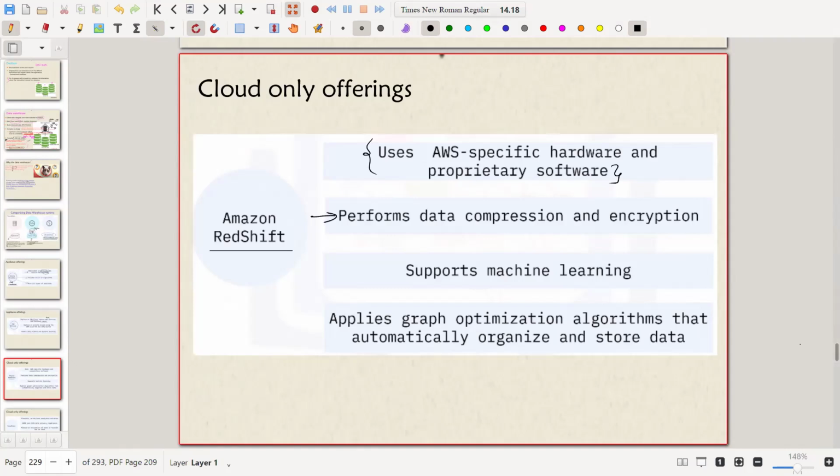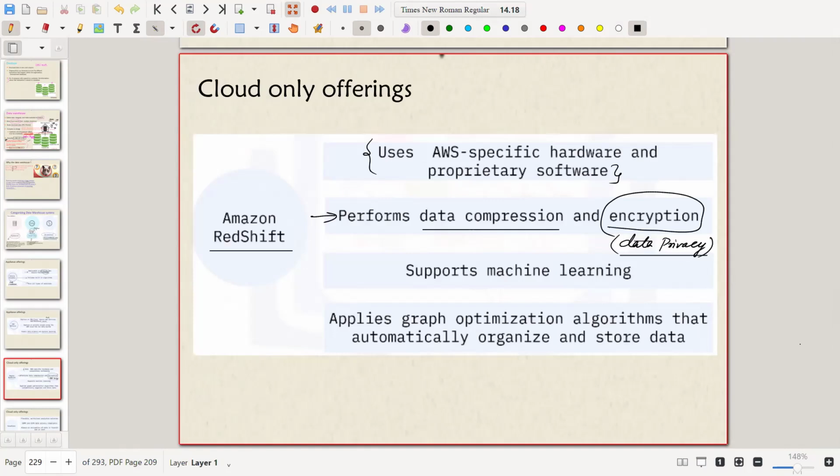One good thing about it is your data are getting secured. How? Using data compression and also using encryption. This ensures data privacy.